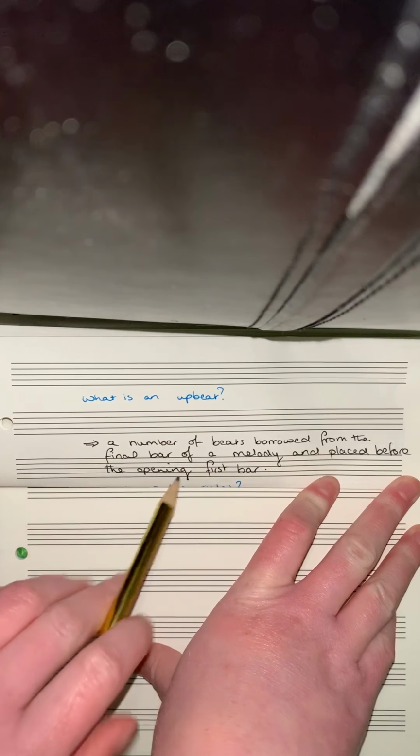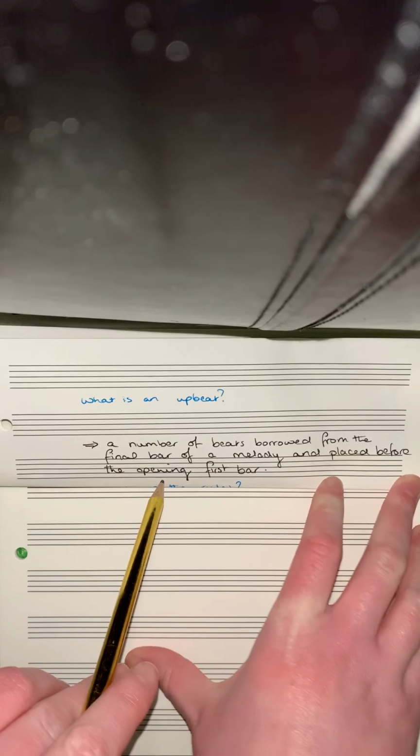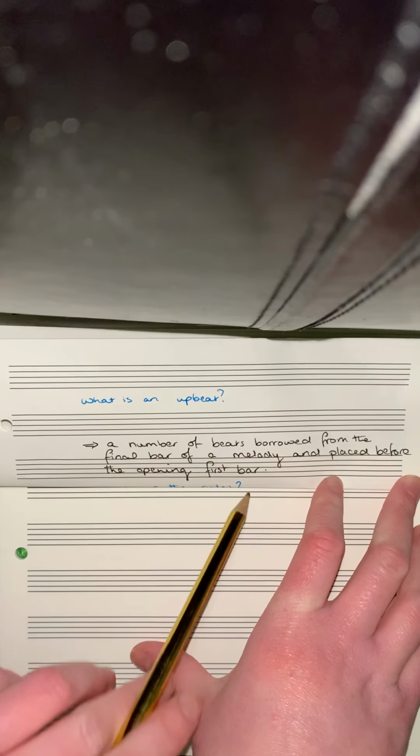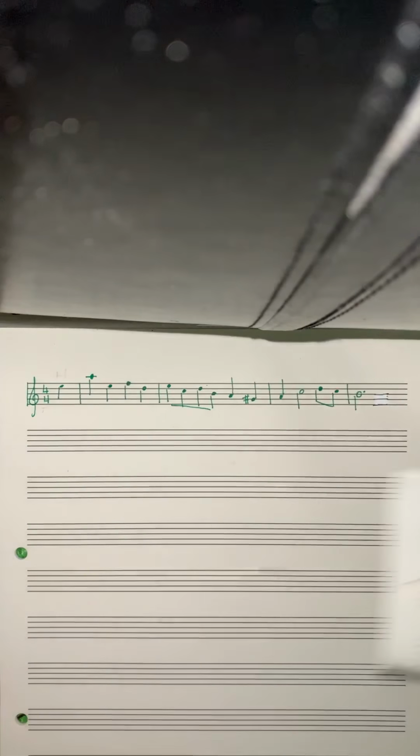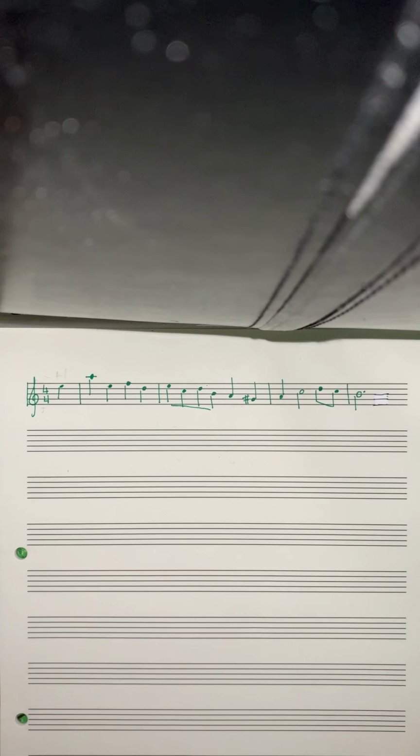An upbeat is the number of beats borrowed from the final bar of a melody and placed before the opening first bar of your melody. What that means is that this upbeat here is not borrowed from here, it's borrowed from the very end. The last bar is the only bar that will not have a full number of beats.